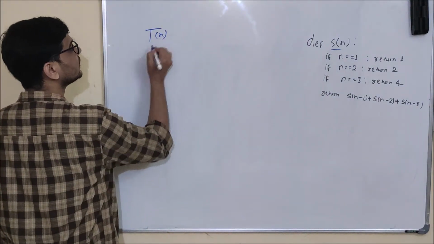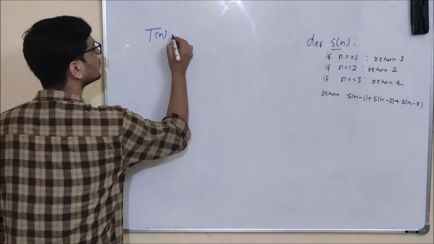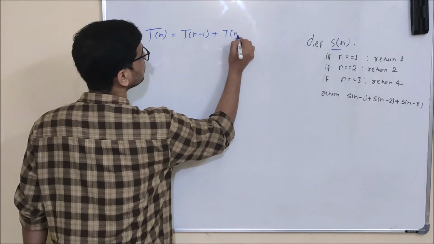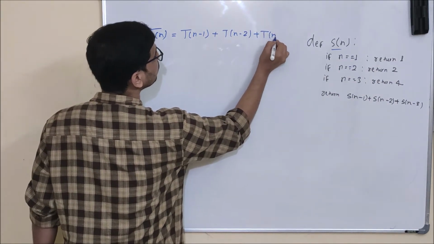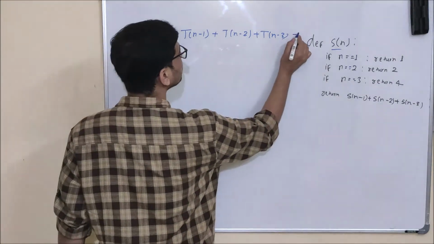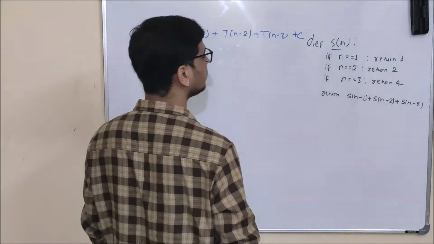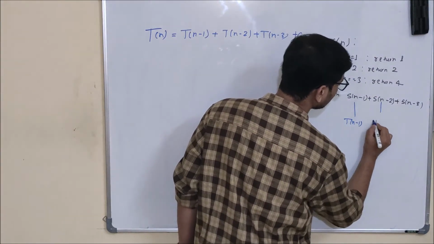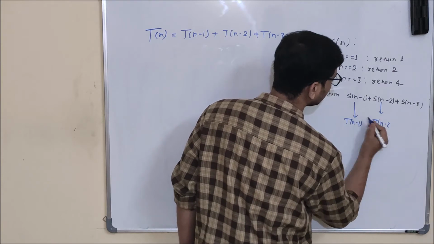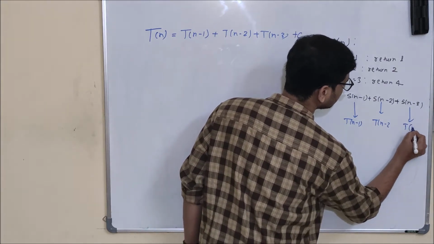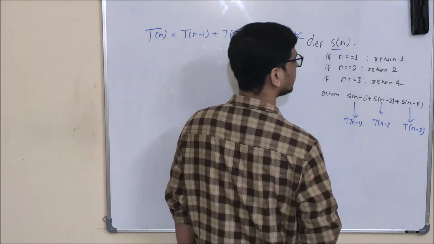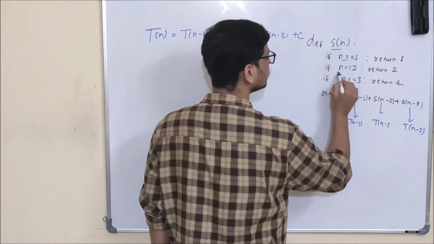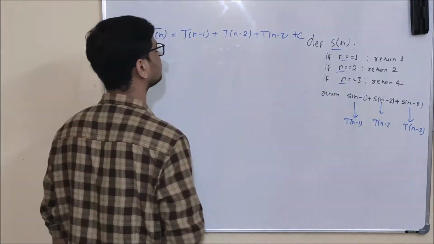Suppose t of n is the time taken to calculate s of n. So t of n will be equal to t of n minus 1 plus t of n minus 2 plus t of n minus 3 plus some constant time, where t of n minus 1 is the time taken to calculate s of n minus 1, t of n minus 2 is the time taken to calculate s of n minus 2, and t of n minus 3 is the time taken to calculate s of n minus 3. And this constant time is coming due to this check, this check, this check, and these two plus operations.